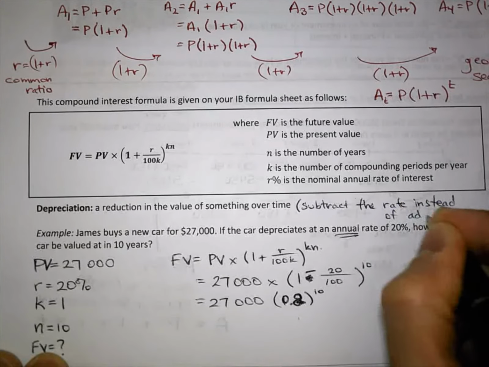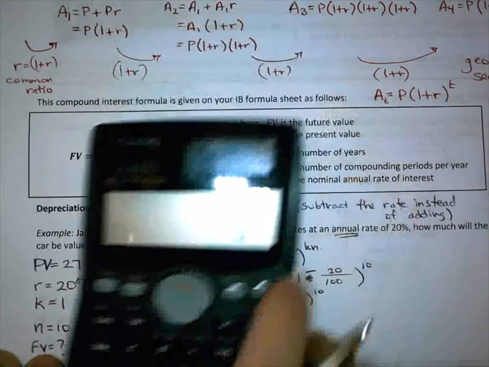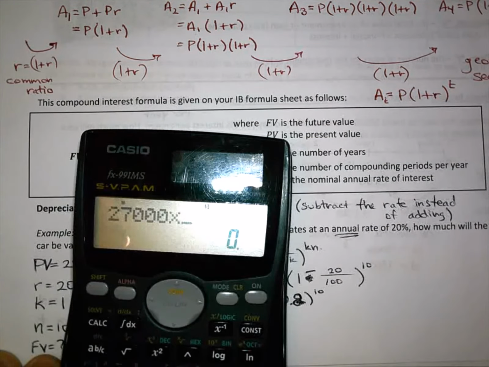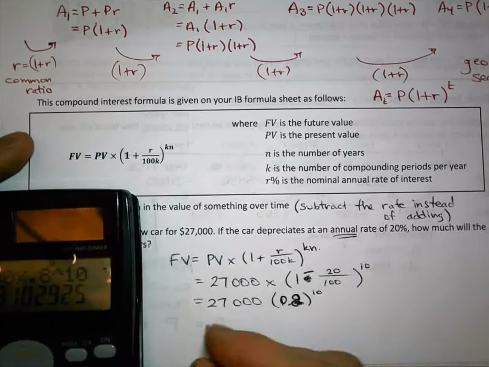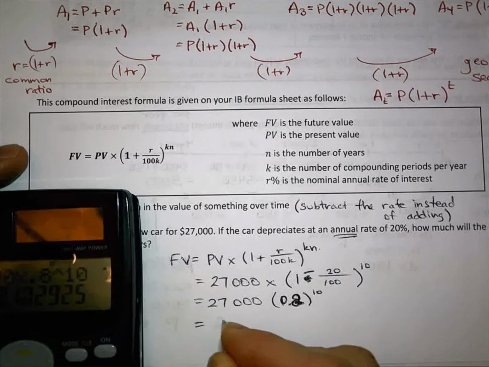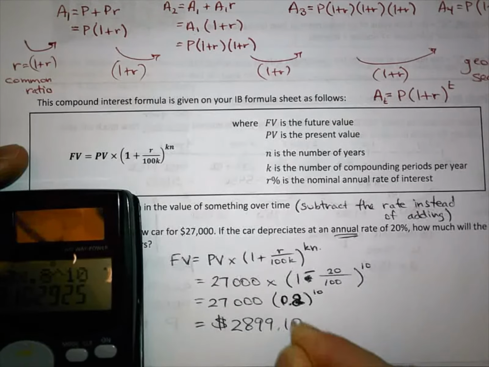of adding it. Okay, so now I take 27,000 times 0.8 to the power of 10. And what do we get? The car is worth $2,899.10.